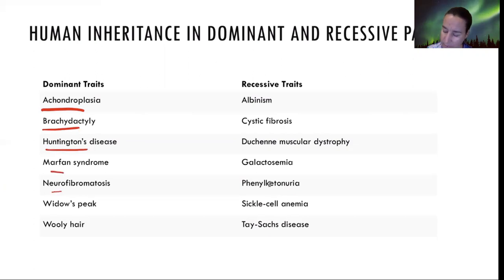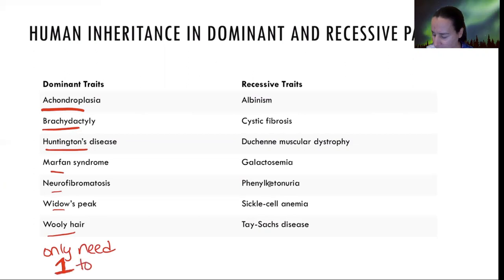Marfan syndrome, neurofibromatosis, widow's peak, right there, widow's peak, and woolly hair are all dominant traits, meaning they only need one gene to show up or to be expressed. And they will mask the recessive one if there is one. If there's both dominant ones, then it is what it is always. But even if it is heterozygous, you're still going to get that dominant trait show up.